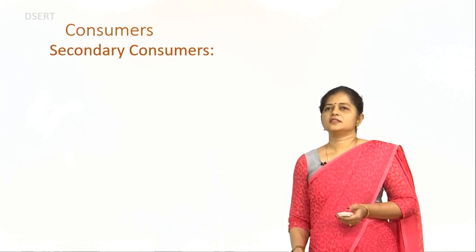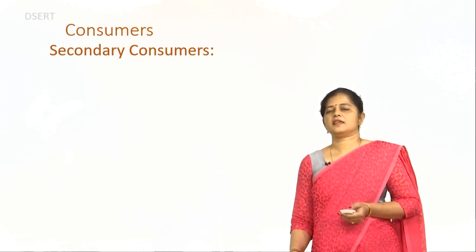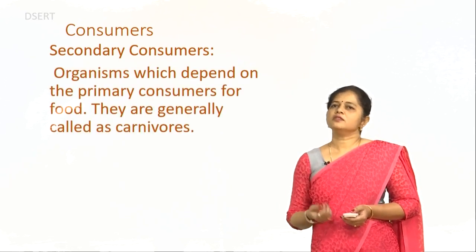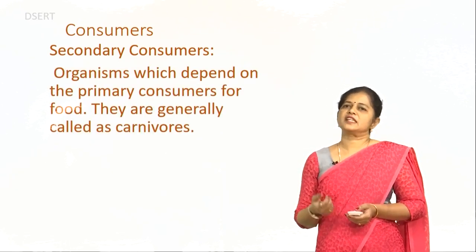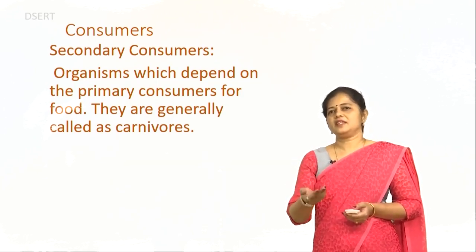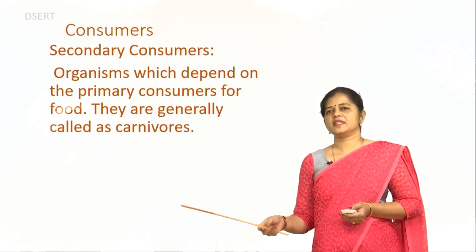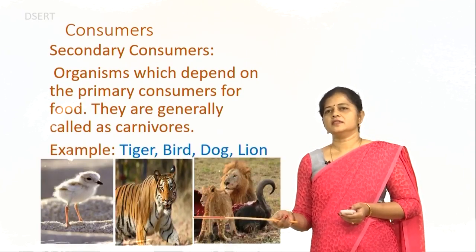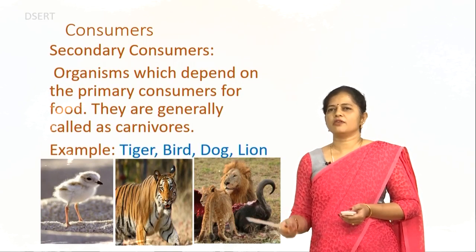There is yet another type of consumers called the secondary consumers. These are the organisms which depend on the primary consumers for their food. They are generally called carnivores, those animals which eat the herbivores. Now you can see certain examples over here. A bird, a tiger, a lion or a dog.